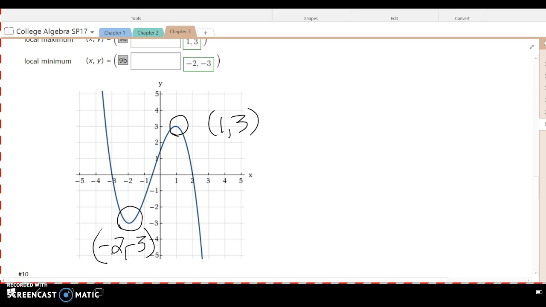They call it local because you can see the graph keeps decreasing on the right hand side and increasing on the left hand side, but we don't know how far that is going up. Obviously there's going to be more points that are higher than 1.3, but just given the part of the graph that we're able to look at, those are the localized areas.